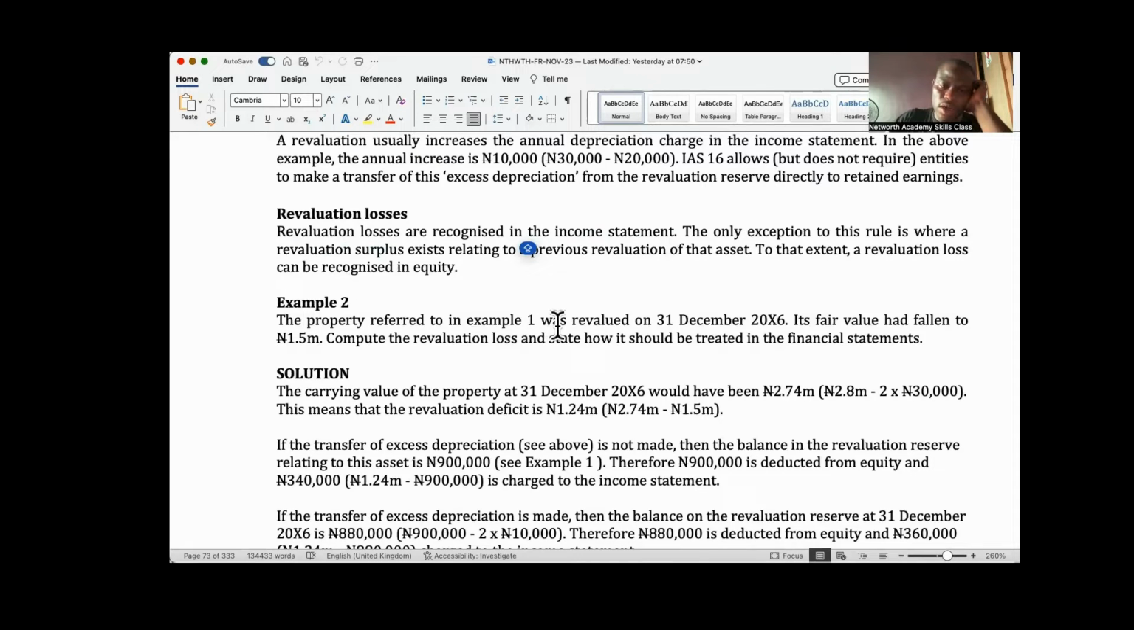Okay. Whenever we have a revaluation, the first thing we do is calculate either a revaluation surplus or a revaluation loss. Now, how do we do that? It's just by comparing the fair value, in this case 1.5 million, with its carrying amount. And carrying amount, don't forget, is just cost minus accumulated depreciation. We already have our fair value in 2006. However, what's our carrying amount?